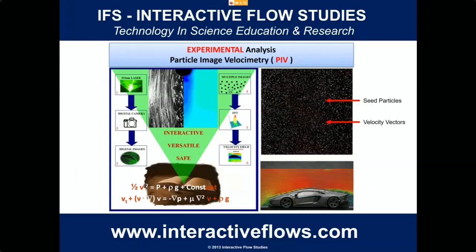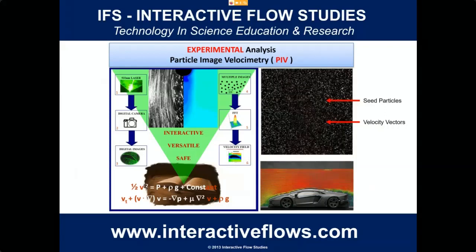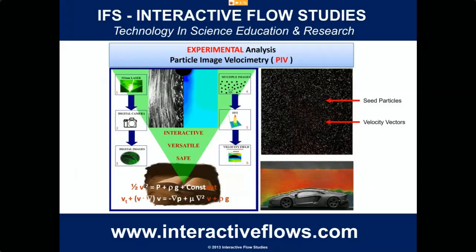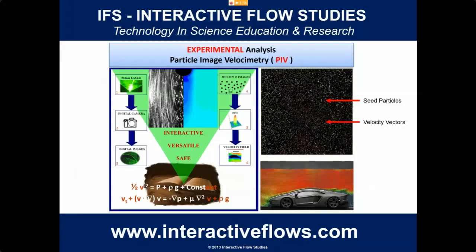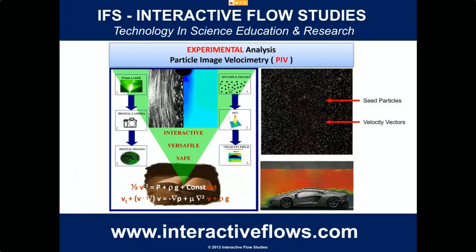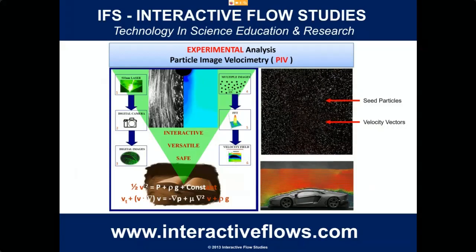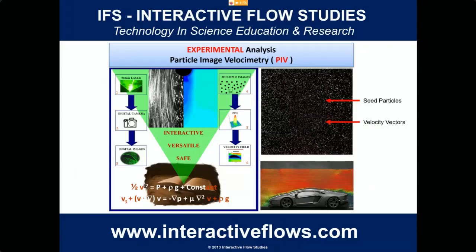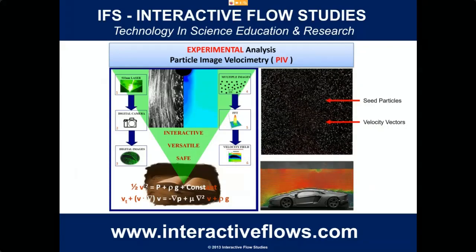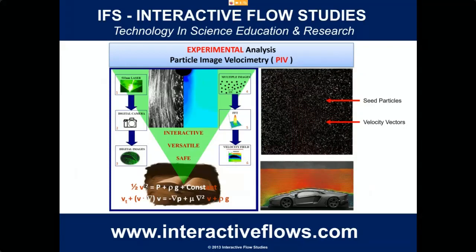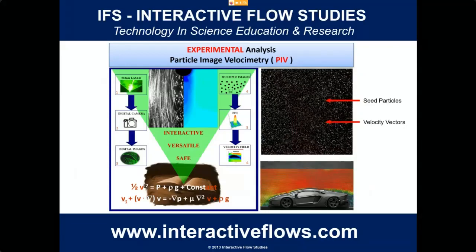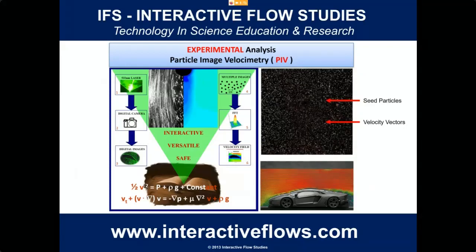Basically, the distance the particles move, knowing the delta t between the two images, will give you the velocity field. Speed is distance over time. So using cross-correlation techniques, we can determine the global velocity field. And here's a real-world PIV analysis over a racing car.